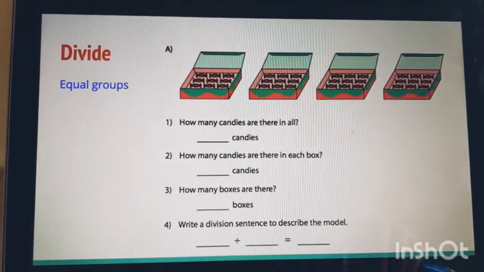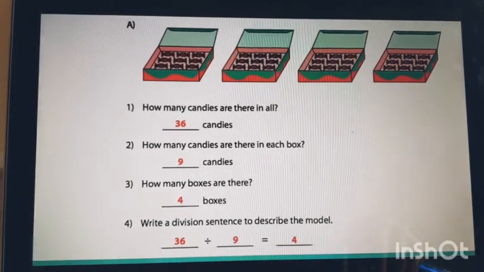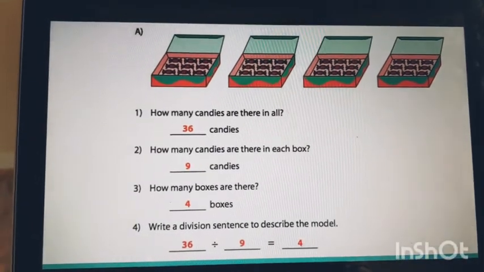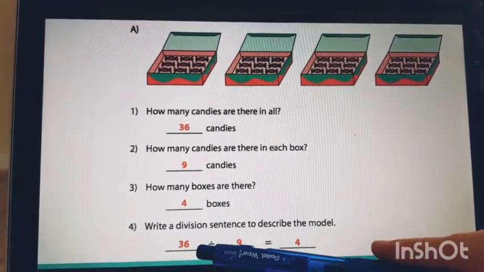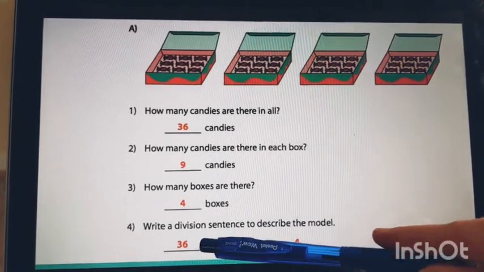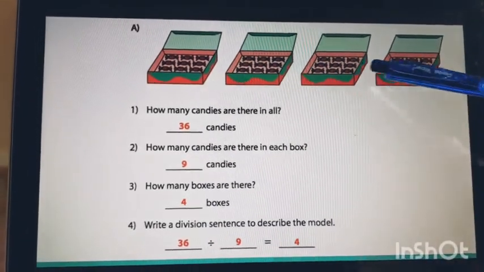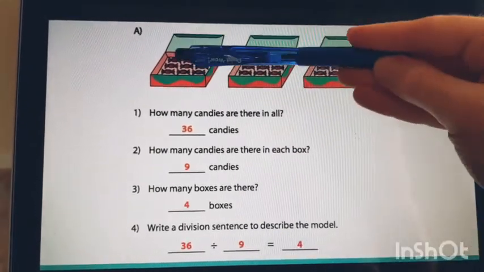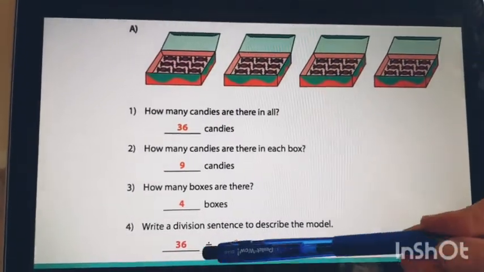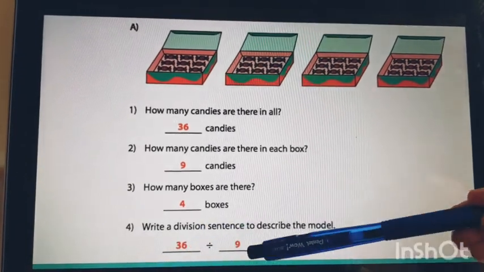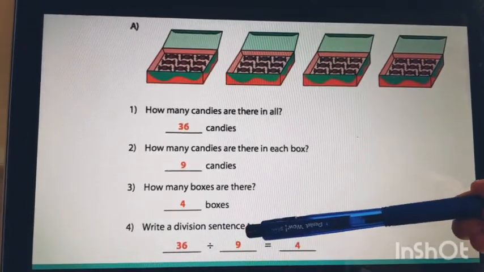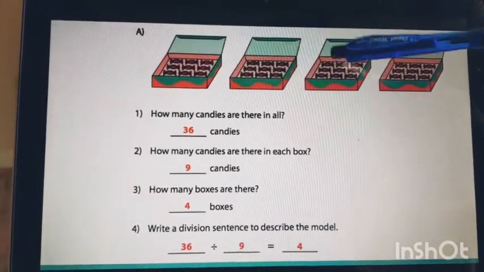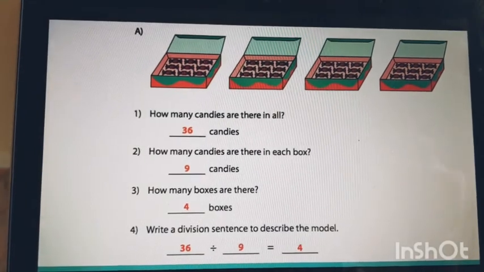Now we're going to check our work. So double check. The most important one that I want us to look at is this last answer. So we have 36. This number came from the total number of candies in all the boxes combined. We divided it by 9, which is the number of candies per one box. So we're saying if I have 36 candies, I put 9 in each box. How many boxes would I have? And we see that our answer is 4. That tells us how many boxes there are, or how many groups.